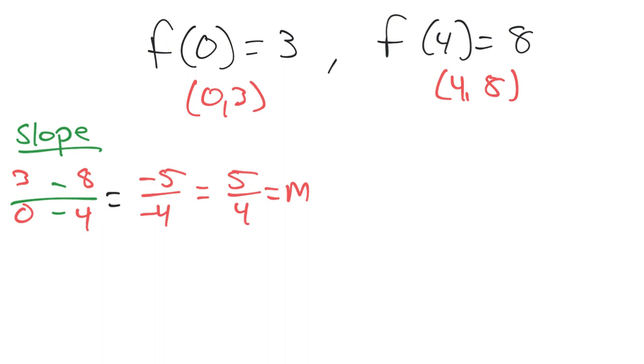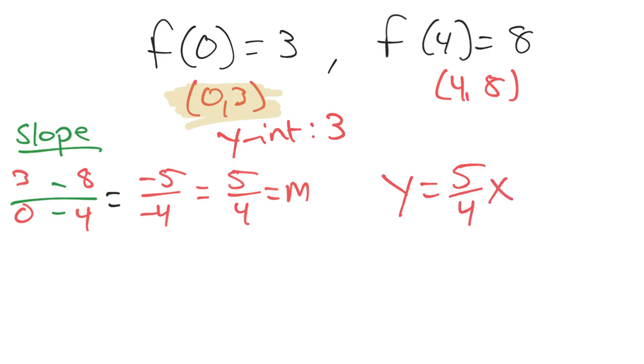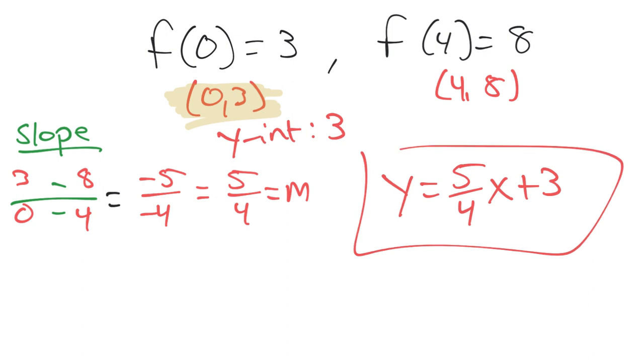Now, from here, I could do point slope form. I can pick either of these points. But it doesn't mean this will happen on the quiz. But notice this point right here has a 0 in the x spot. When this happens, this is a y-intercept. So our y-intercept is the number 3. So I can go right into y equals m, which is 5/4, x plus your y-intercept, which is a 3. There is my equation.